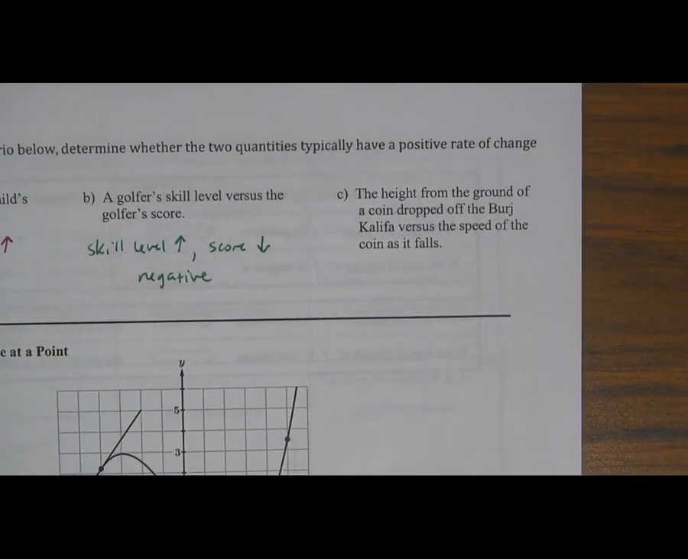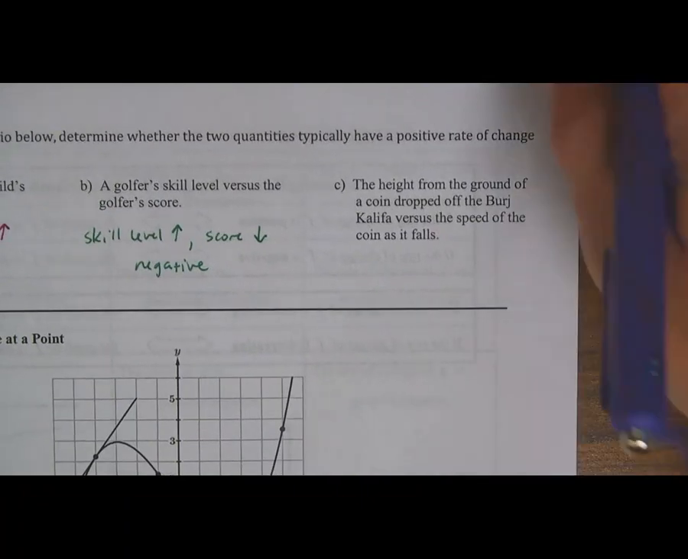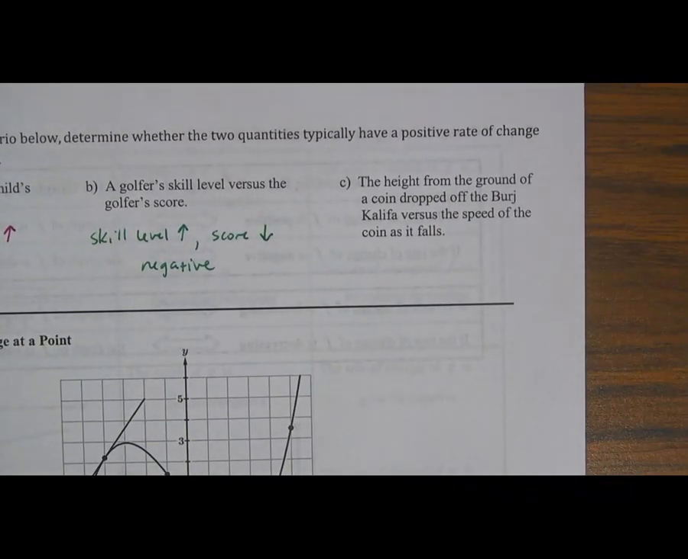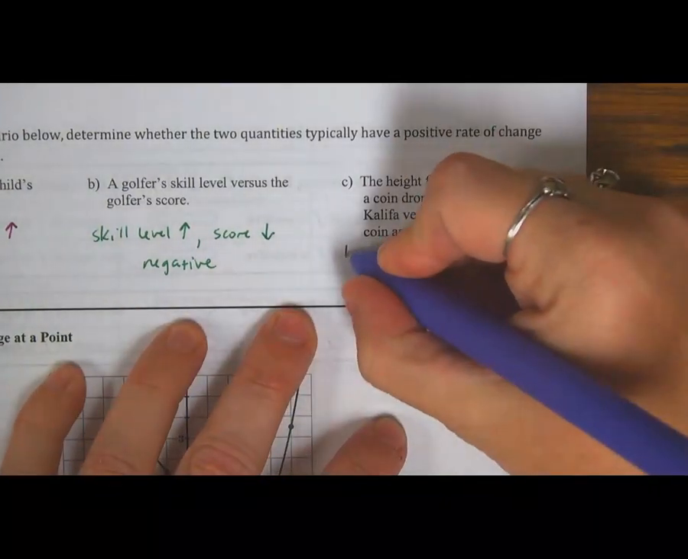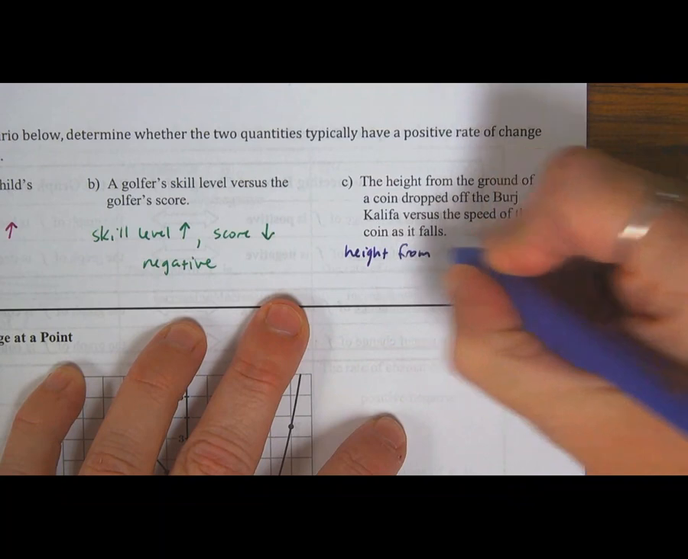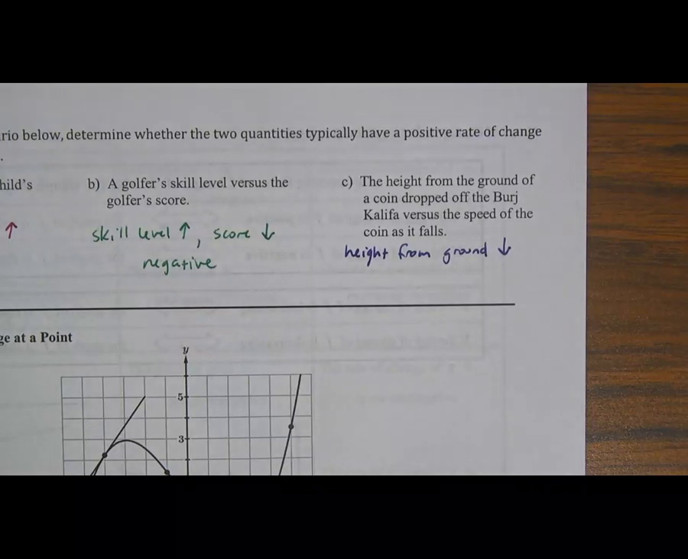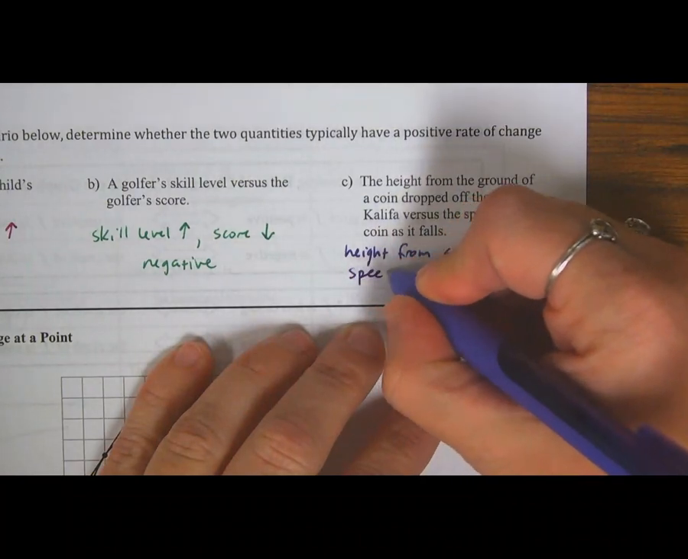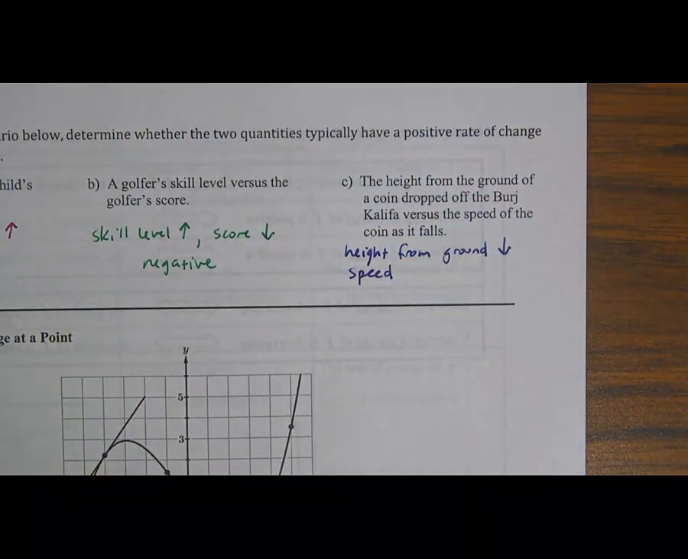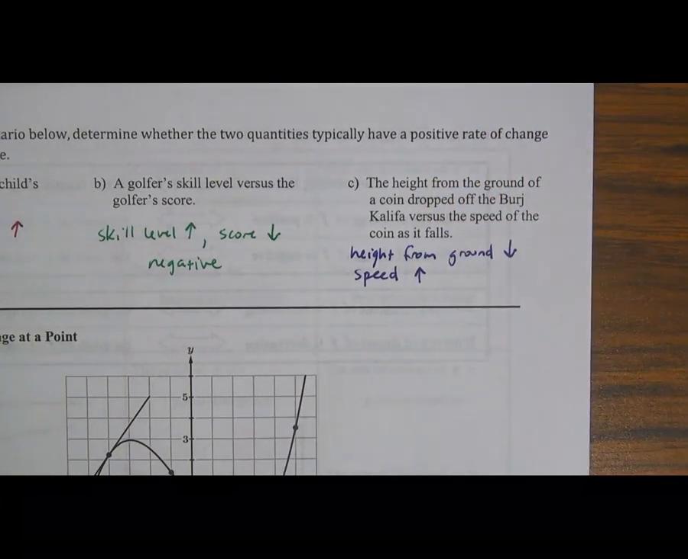And then don't overthink C. I read some teachers had some trouble with this, and I think they were just overthinking it. The height from the ground of a coin dropped off of a really tall building versus the speed of the coin as it falls. You don't have to think about physics or gravity slowing, nothing like that. What happens as the height from ground, if we're dropping it, the height from the ground is decreasing. It's getting closer and closer to the ground. Well, what's going to happen to the speed? The speed, it's going to get faster and faster and faster. That's it. Don't overthink this one.